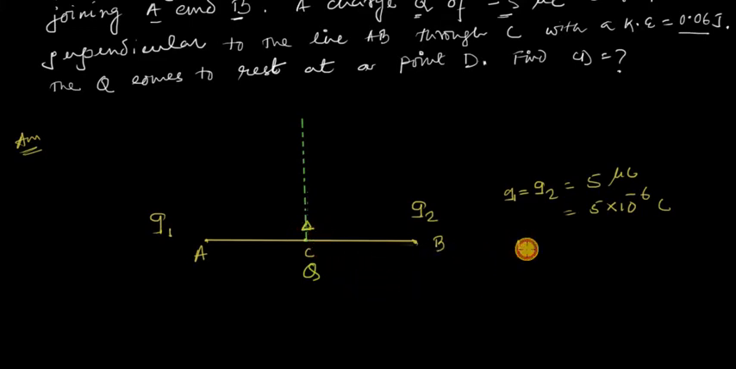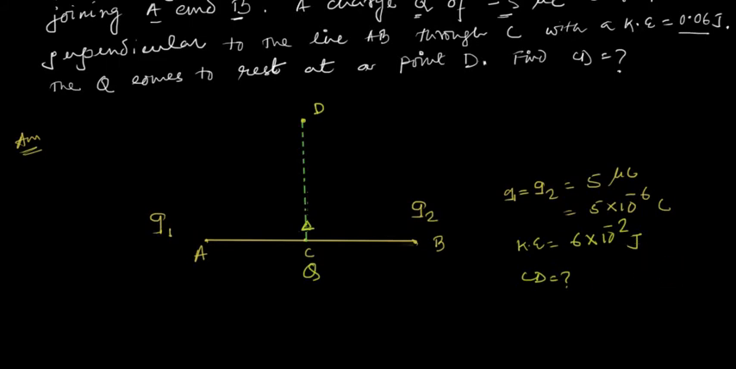So kinetic energy is 6 into 10 to the power minus 2 joule, and it goes up, and at this point D it comes to rest. You have to find out CD.